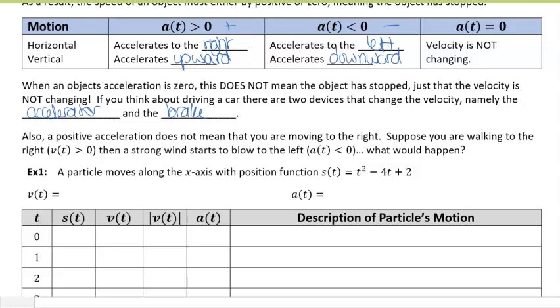Also, positive acceleration does not mean that you're moving to the right. Suppose you're walking to the right, velocity is positive, that's what makes me know that I'm walking to the right. And a strong wind starts to blow to the left, so let's think about this. If we're walking this way to the right, but the wind is pushing us this way, then we're going to slow down. This has a lot to do with the signs of the velocity and acceleration.